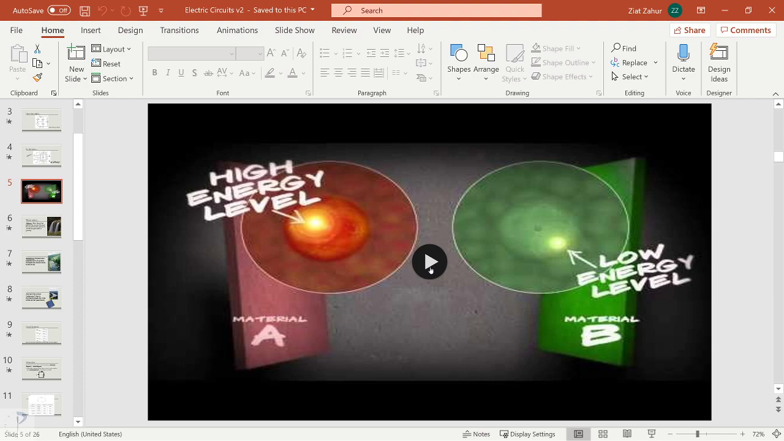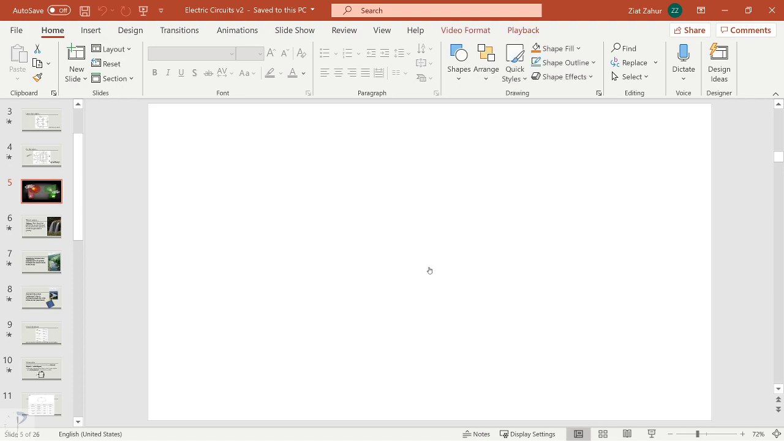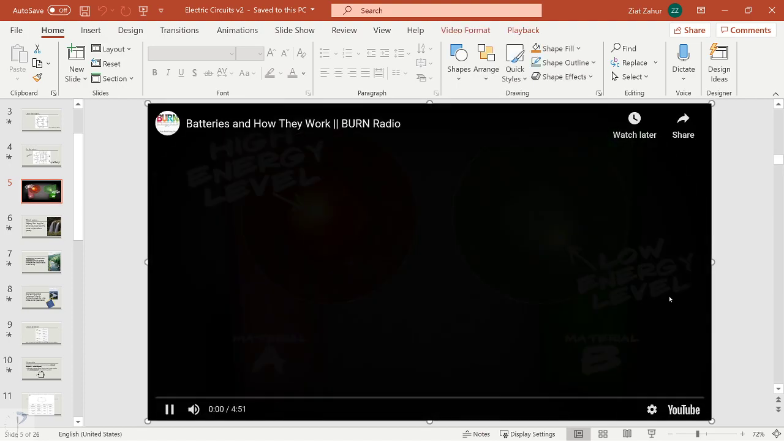In reality, it's the electrons that are moving because the positive charges are actually stuck inside the atom. But we can always say that an electron moving to the right is mathematically equal to a positive charge moving to the left, right? Okay. So with that being said, let's go take a look at this video.